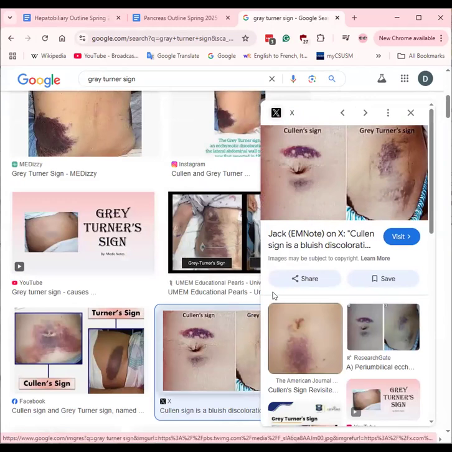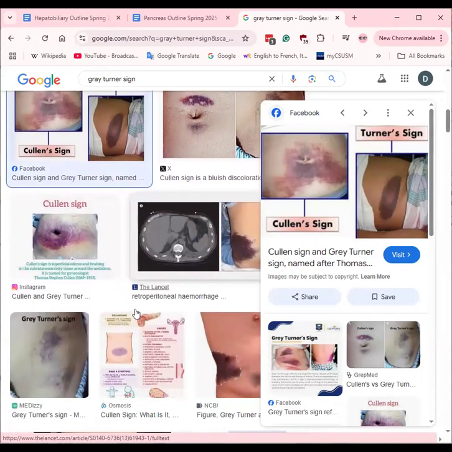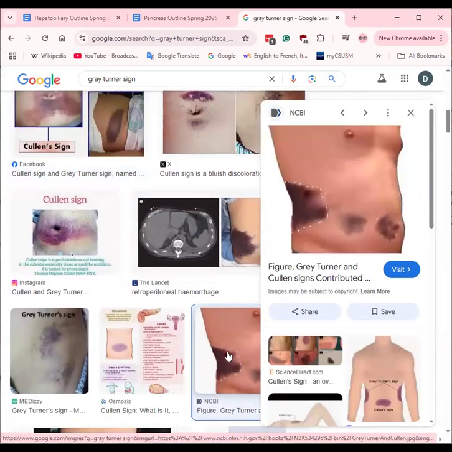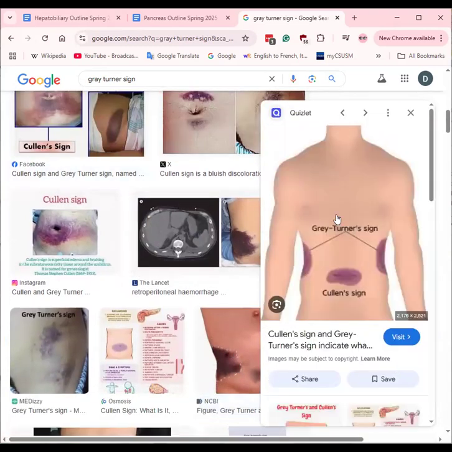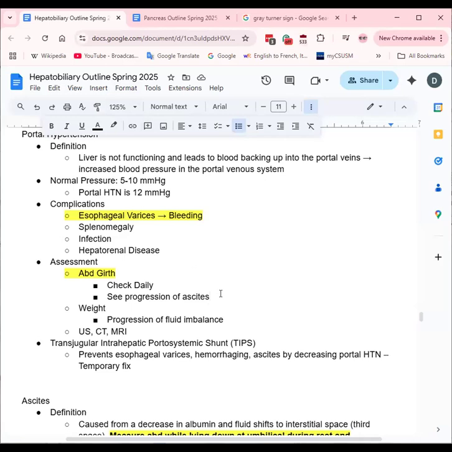The way to remember it is this is kind of looking like a C. So C for Cullen, and then Grey Turner's on the side. The way I remember it is you have to turn them to see it because it's on their side. So Turner sign is the one you have to turn them for. Cullen sign is around the belly button, so doing a little C on the belly button. That's how I remember it.